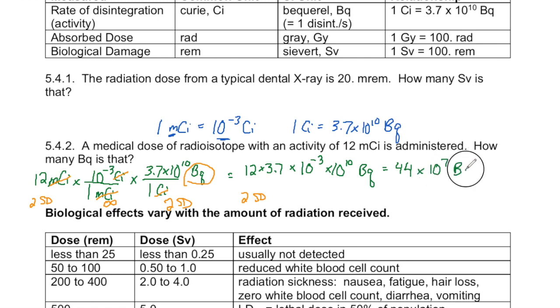This is almost ready, but it's not quite scientific notation. 44 is the same as 4.4 times 10 to the 1. We'll bring down 10 to the 7, and we get 4.4 times 10 to the 8th becquerel, which you might have gotten just by putting these things into your calculator. If you are good with using scientific notation on your calculator, you could have done that as well, but you should have 4.4 times 10 to the 8th becquerel as the answer.